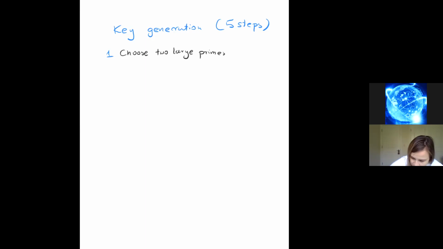So first step, we choose two large prime numbers. In fact, usually to do that, we just use some primality tests. So we don't really look for some posted somewhere prime numbers. We generate an odd number and then we verify if this is a prime number.